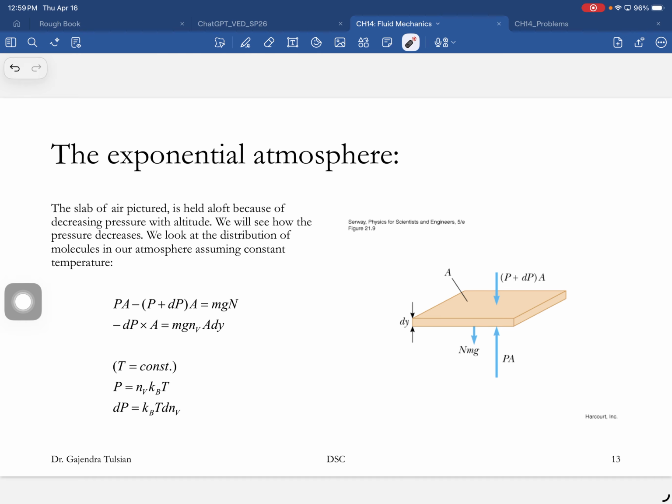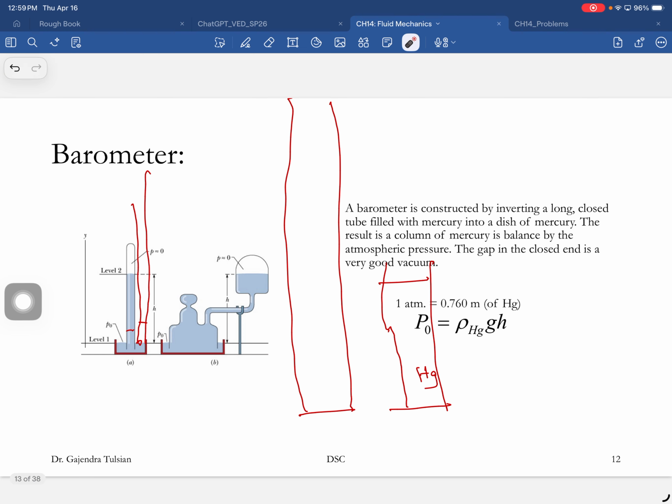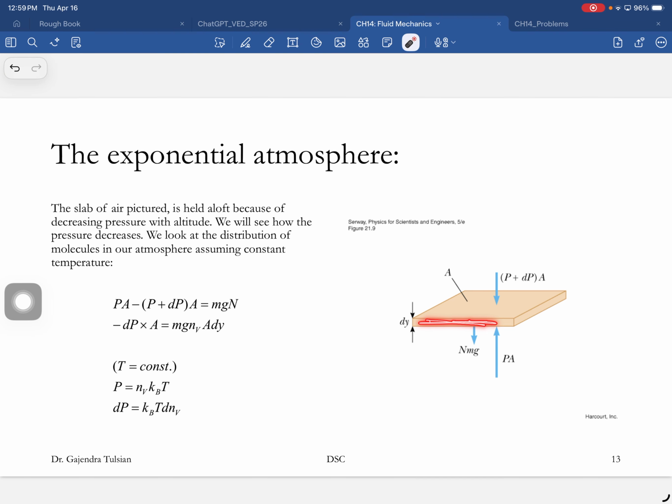All right, so we'll talk about pressure. Here's the slab of atmosphere, this slab of air. Why isn't this falling down? If the pressure was equal from both sides, the weight of that thing would make it fall to the bottom. The reason it's not falling down must mean that the pressure at the top is less than the pressure at the bottom. This difference in pressure is balancing the weight.